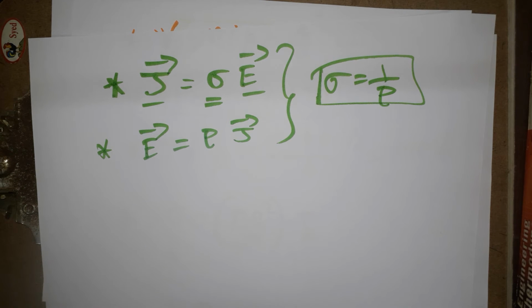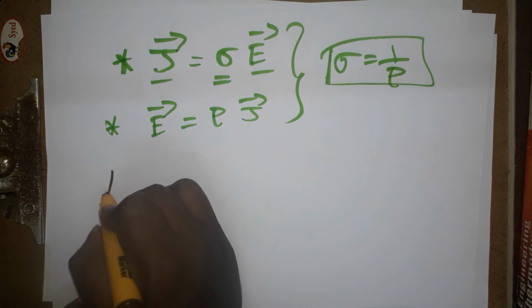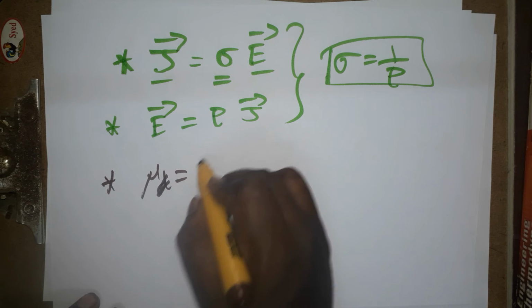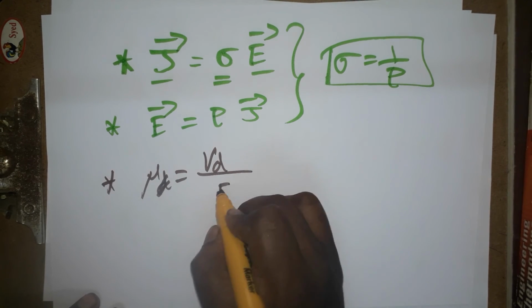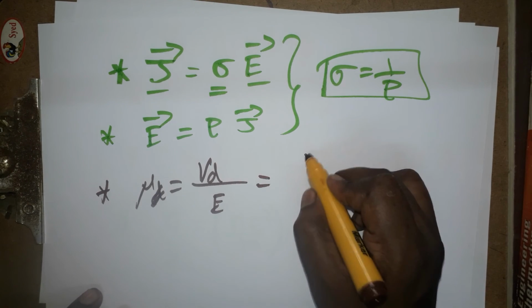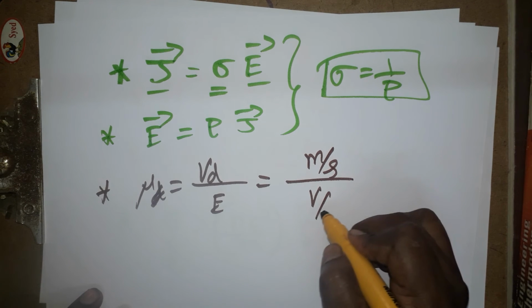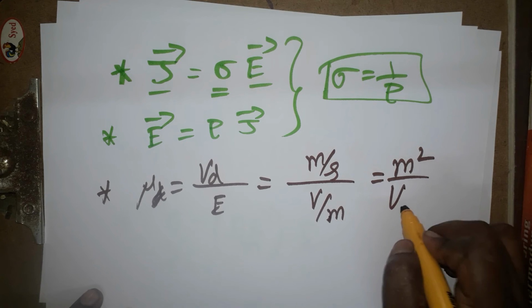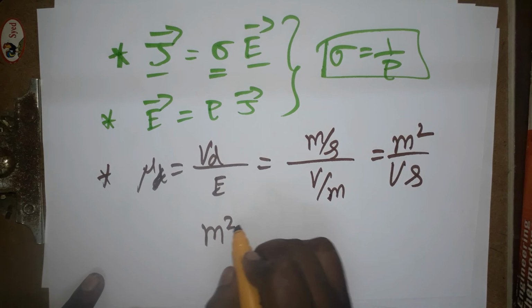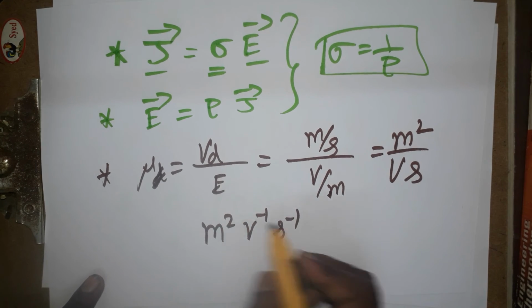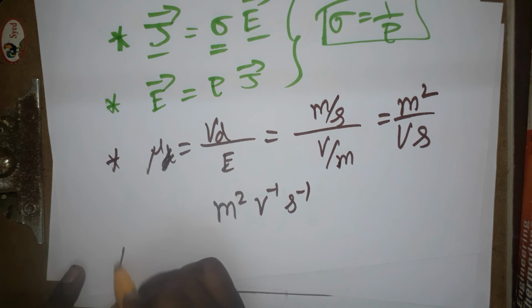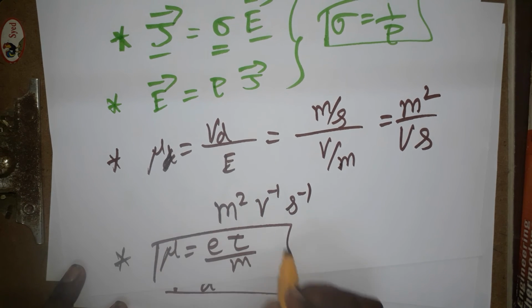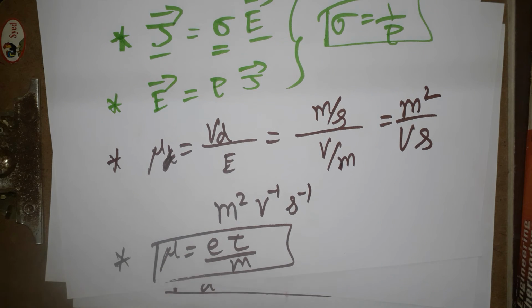Okay, now the next one. What is the mobility of the electron? Mobility of the electron is equal to drift velocity divided by electric field. The unit of drift velocity is meter per second, and of electric field is volt per meter. So the unit of mobility is meter square divided by volt second, or meter square volt inverse second inverse. Otherwise, the mobility of the electron is e tau divided by m. This value can also be given for the mobility of the electron.